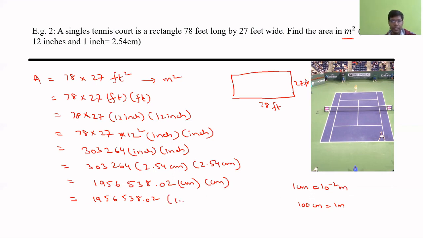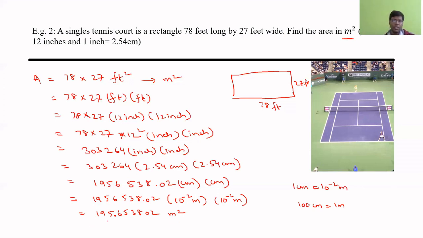So this I can write as 10 power minus 2 meters multiplied with 10 power minus 2 meters. So here I'll have 10 power minus 4. Multiplied with 1956538.02, I have to move 4 decimal places, so I'll get my decimal point over here. These many meters square, because I'll have meter multiplied with meter.